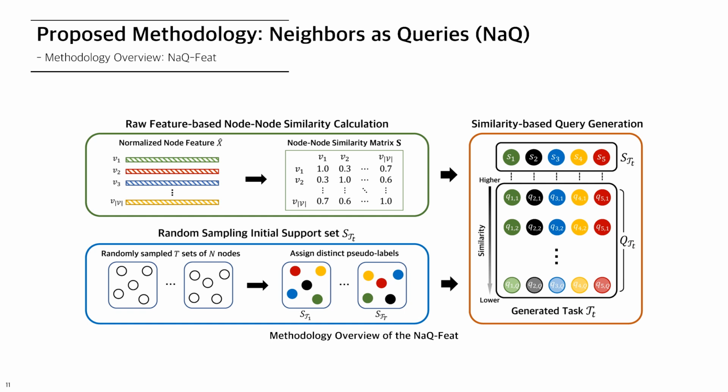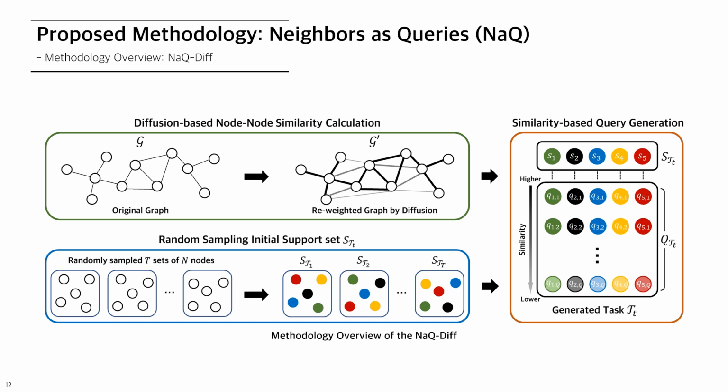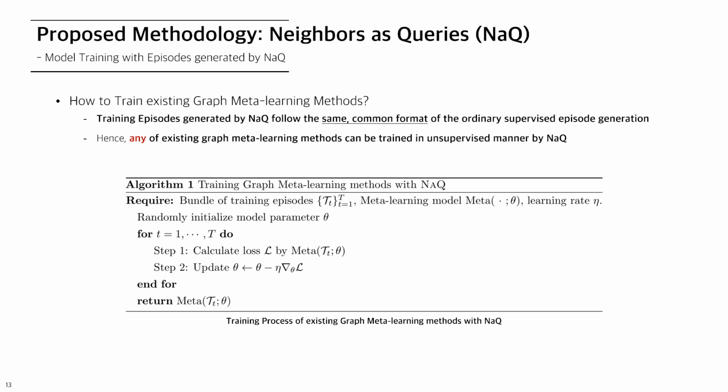After calculating similarities between nodes, we randomly sample sets of n nodes and assign a distinct pseudo-label to each of them to generate the support set. To make query sets, we find similar nodes of each support set node with the pre-calculated similarity matrix. And this is the overview of our methodology variant, NAQ diffusion. Unlike the aforementioned NAQ feature, it uses structural level similarity calculated by graph diffusion, while other processes for episode generation are the same.